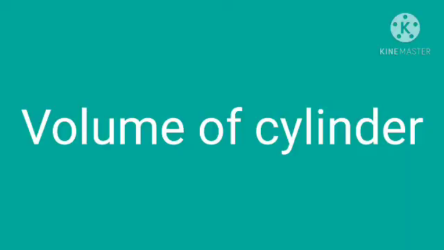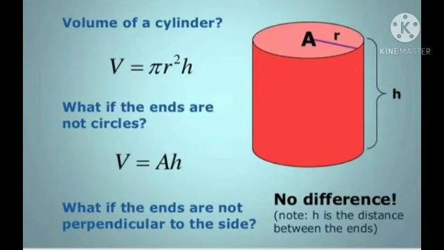Next formula is for the volume of a cylinder. If the radius is r and height is h for a cylinder, then the volume of the cylinder is equal to pi r square h. Volume of cylinder, pi r square h. That means base area into perpendicular distance. Base area pi r square into height is the volume of the cylinder.